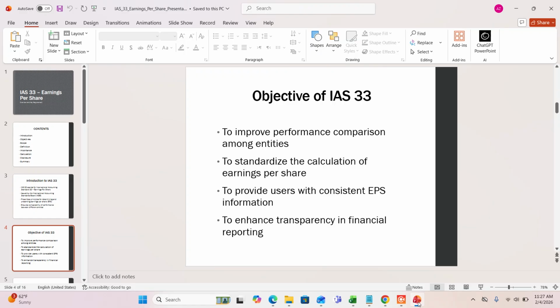Objectives. The main objective of IAS 33 is to improve comparability of financial statements among entities and across reporting periods. It aims to ensure that profit attributable to ordinary equity holders is measured accurately by requiring both basic and diluted EPS. The standard provides a clearer picture of current performance as well as potential future dilution of earnings.